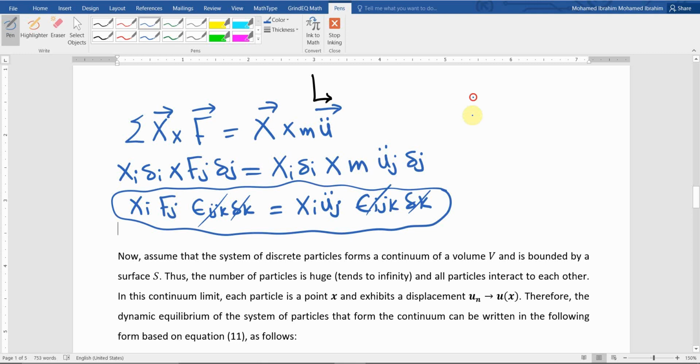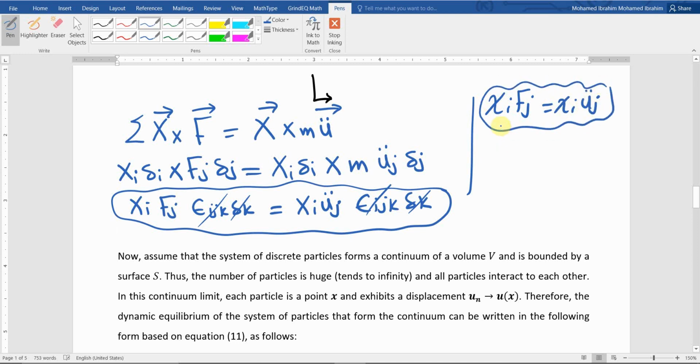So we're going to end up with this expression, x_i times f_j equals x_i times u_j double dot, which gives us the commonly known moment, because x is distance and times force gives moment. There is a mass here, I forgot the mass, so there is an m here. This is also inertia force times x, which gives another moment, the inertia moment.